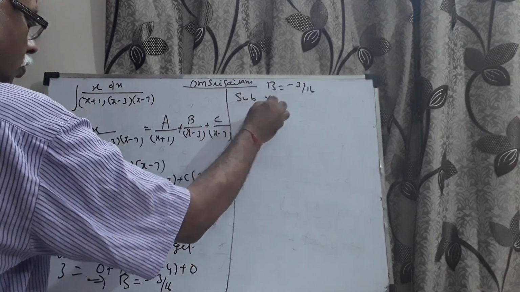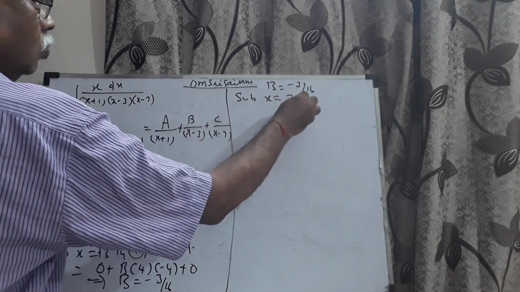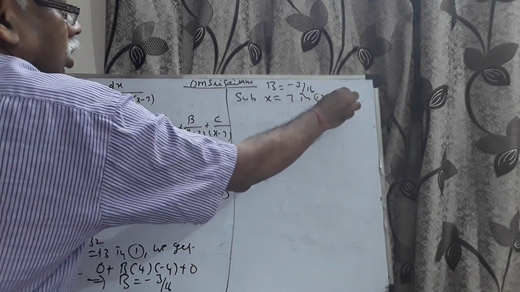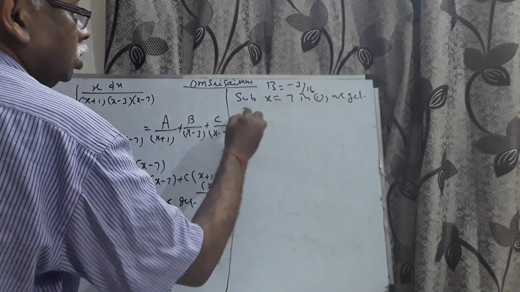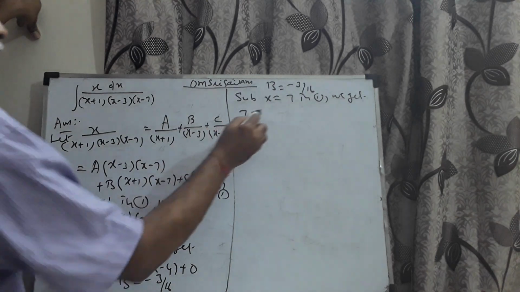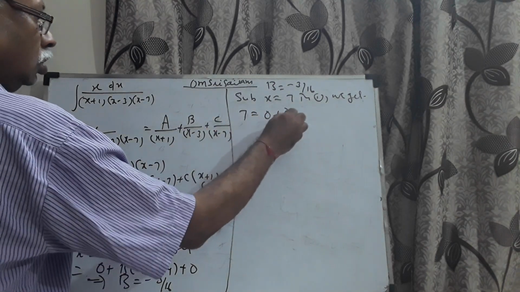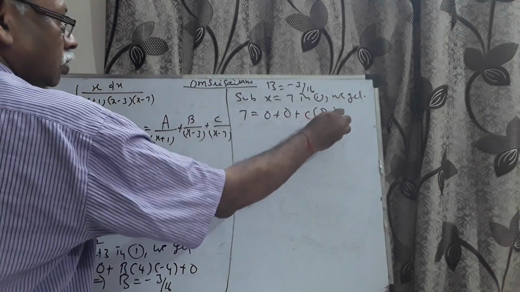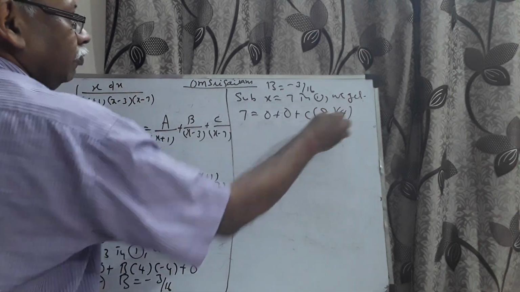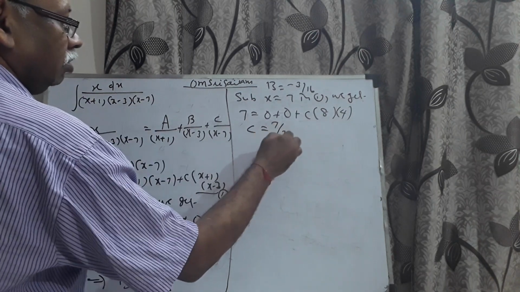Now substitute x is equal to 7 in 1. What do I get? 7 will be is equal to 0 plus c into 8 into 4. Therefore, c happens to be 7 by 32.